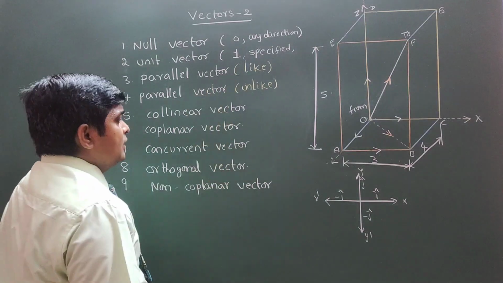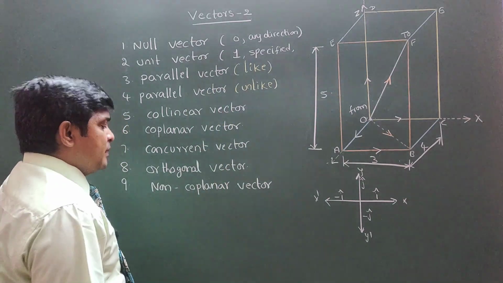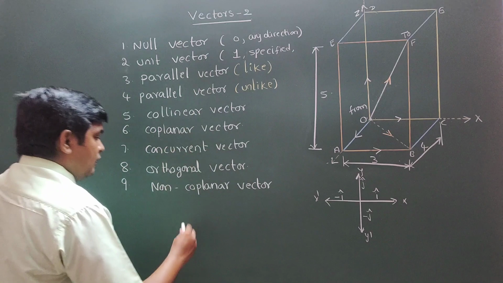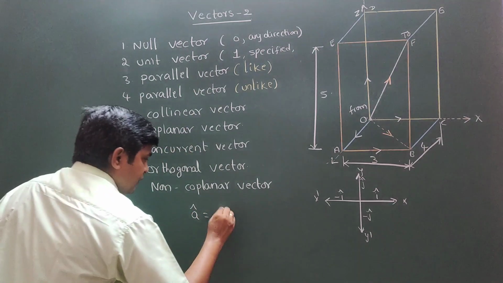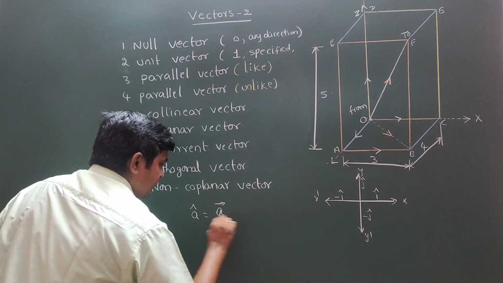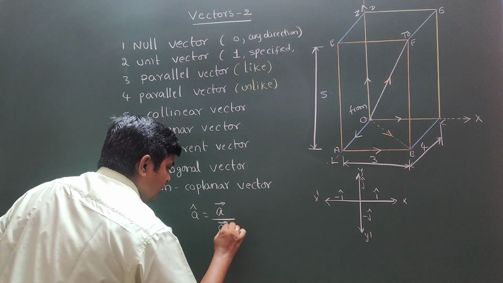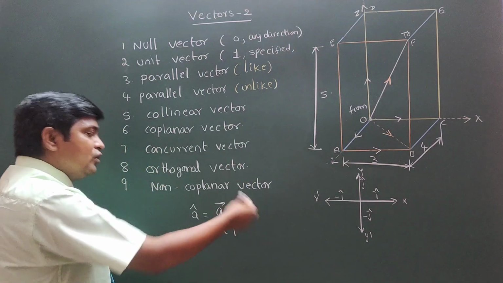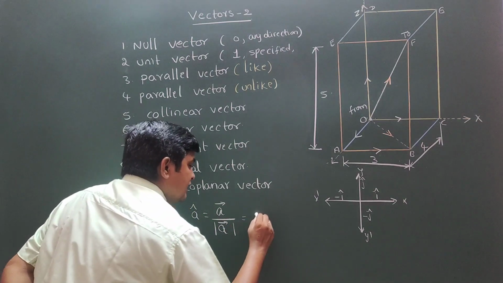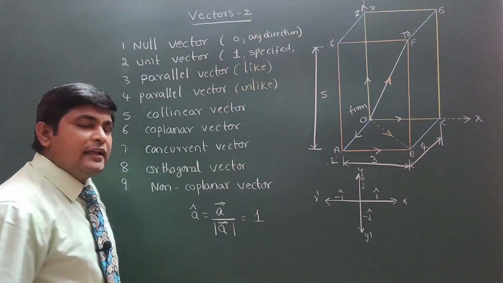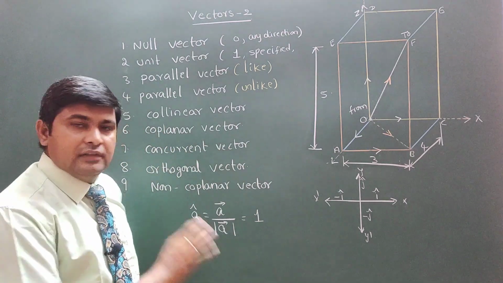How can we get it? That unit vector has a speciality. If you want the unit vector, A cap equals A bar divided by the magnitude of A bar, then you are going to get the unit vector. Then only you are going to get its magnitude as only 1. How, we will see.